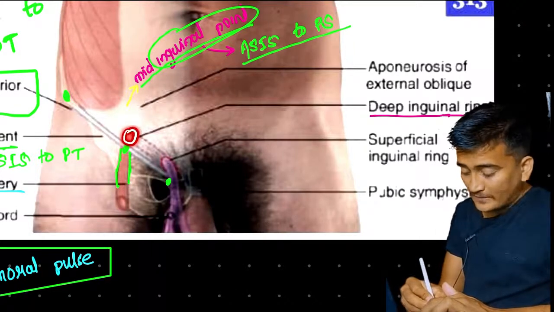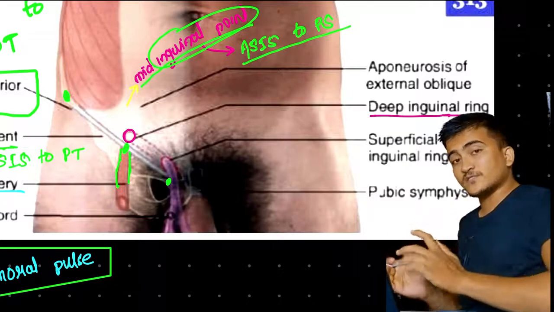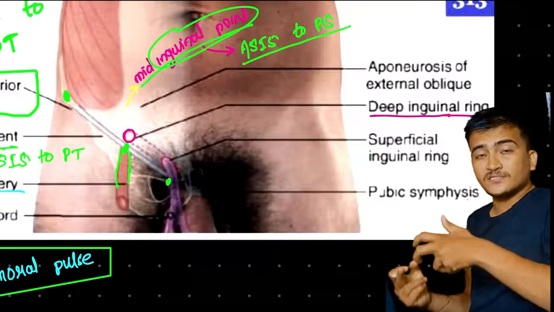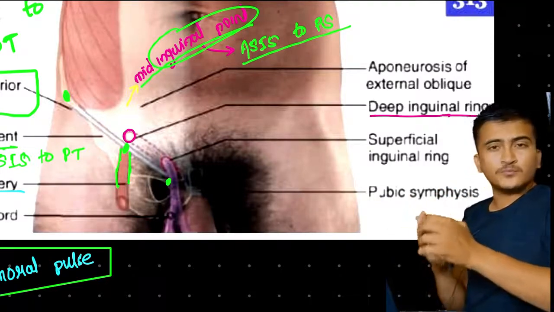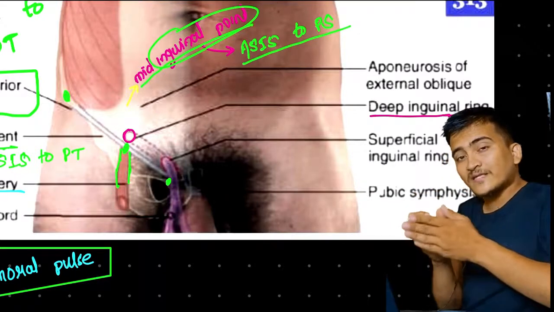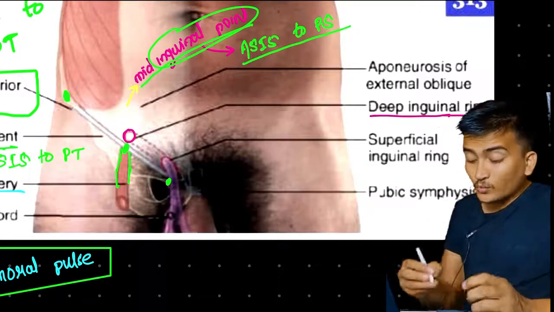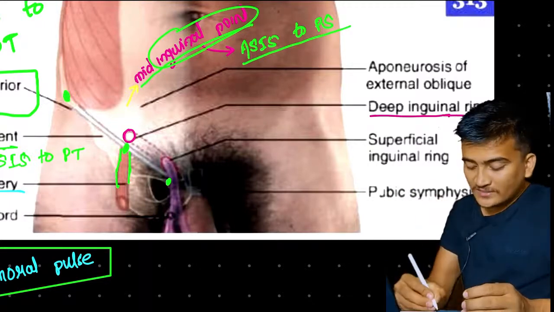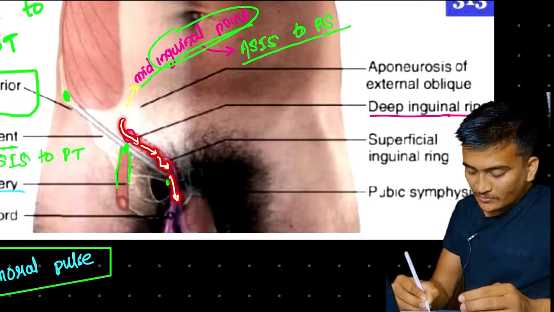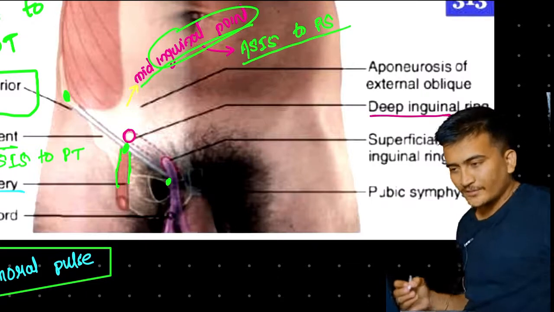The importance of the deep inguinal ring is that, as we have already discussed in the previous lecture, the testis descends from the abdomen to the scrotum. Why does it descend? It descends because for the production of sperm we require a temperature 2 degrees Celsius less than normal human body temperature, so it needs to descend. While descending into the scrotum, the testis will pass through this deep inguinal ring, and it will reach the region of the scrotum. So that is its importance.